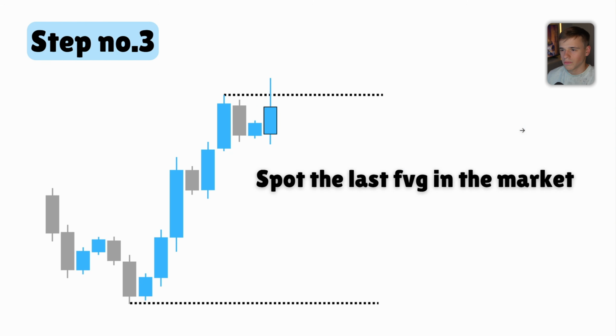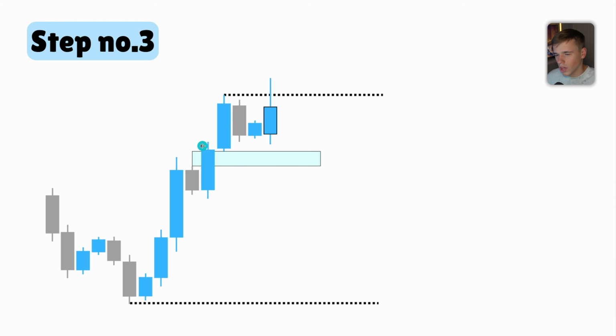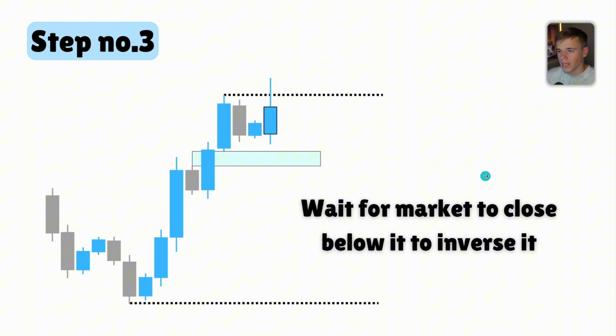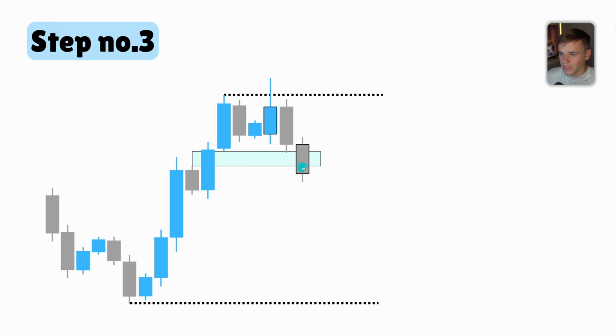Then the next step, which is the last step and the easiest of all of them, is to spot the last fair value gap in the market. A fair value gap is an imbalance in the market, basically a hole like this one, and I mark it out like this with a box. I'm also going to show it later, so you don't have to worry if you don't understand what it is. All we do right now is wait for the market to inverse this fair value gap. So for the market to come down here and close below this fair value gap, and it looks something like this. You can see this candle has successfully closed with a body below it, not with a wick. And then we just enter the market.